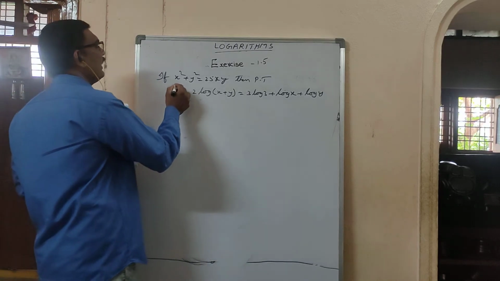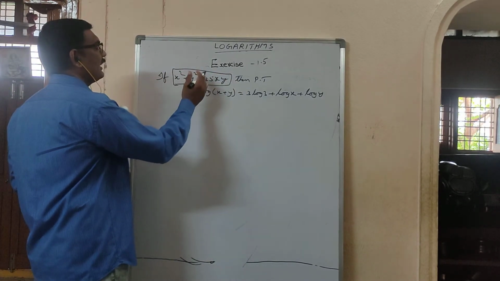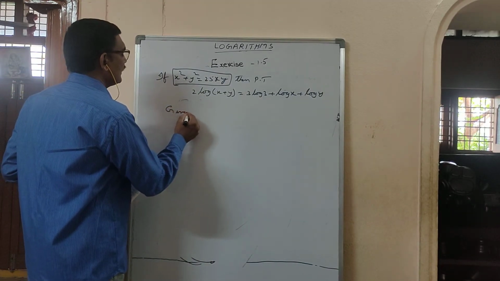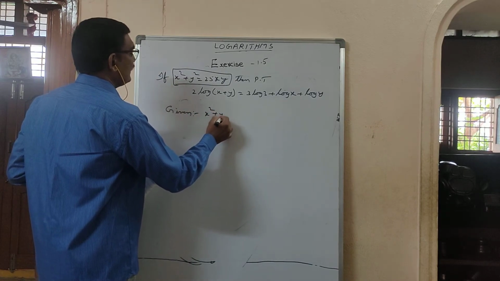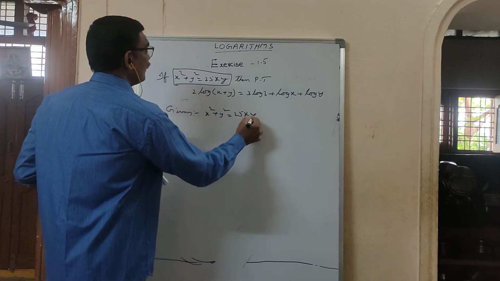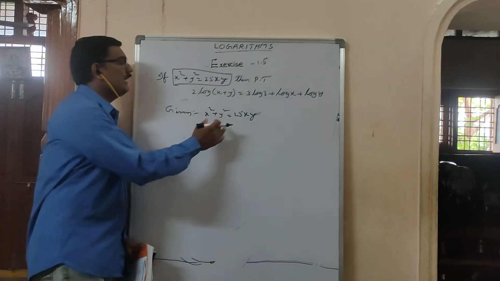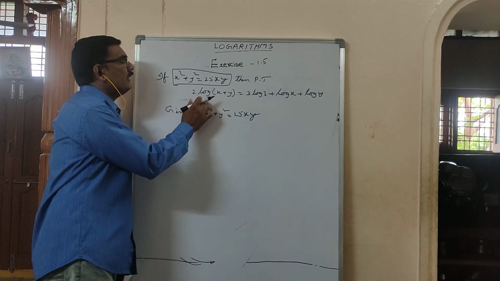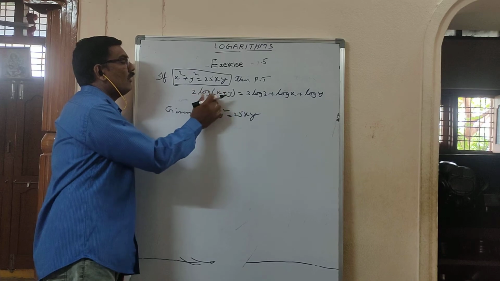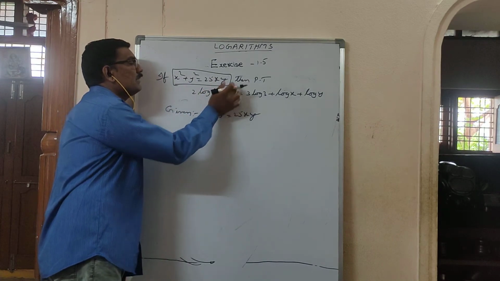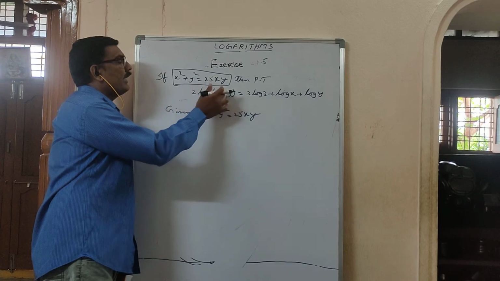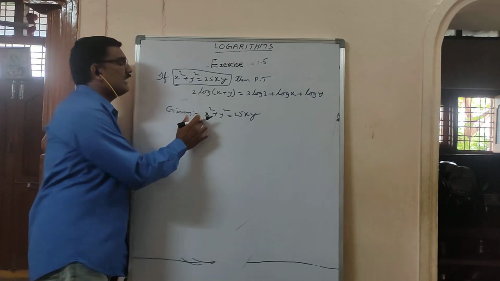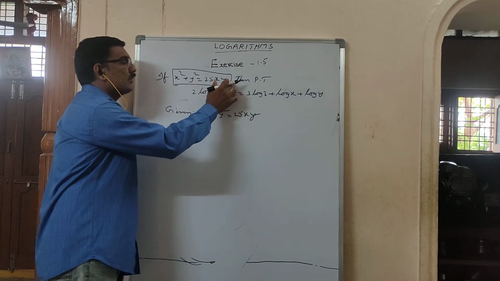First, what is given? Whatever mathematical statement is given is called the hypothesis. Given, or hypothesis, is x square plus y square is equal to 25xy. Then, if you observe here, this 2 is a coefficient for log. If you take it to this side, it becomes x plus y whole square, by log a power m. This 2 becomes the power for x plus y. So here x square plus y square is there, and here x plus y whole square is there.